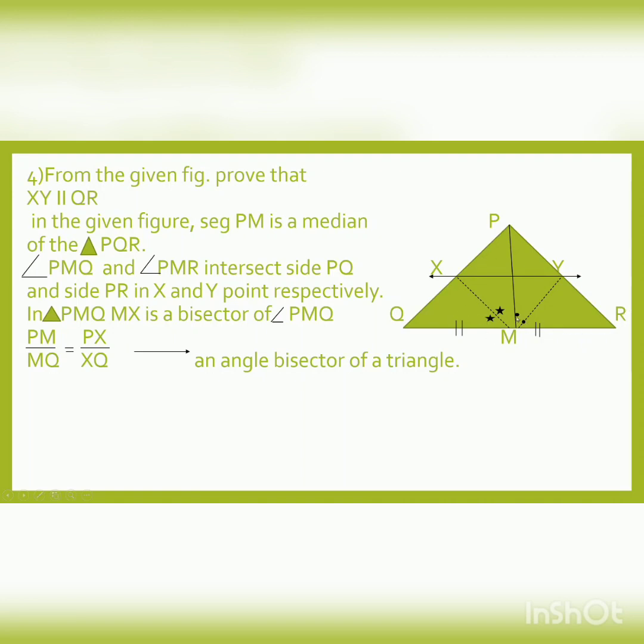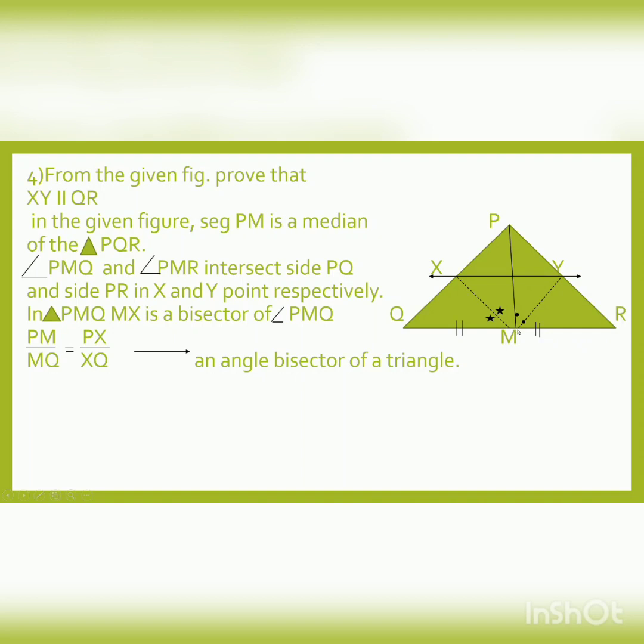In the given figure, PM is a median. The question says segment PM is a median of triangle PQR. So M is the midpoint of side QR. So QM is equal to RM, or QM is equal to MR. Both segments will be equal because M is the midpoint of side QR.